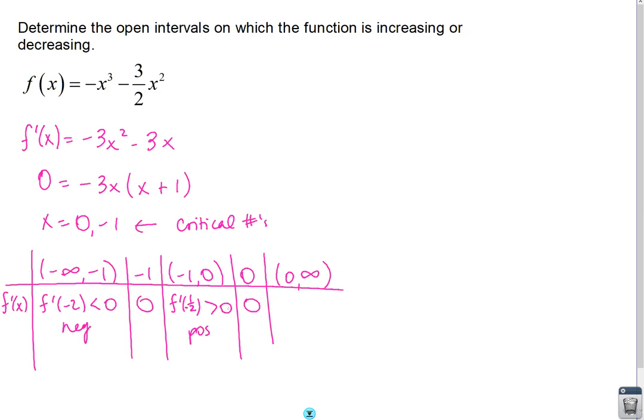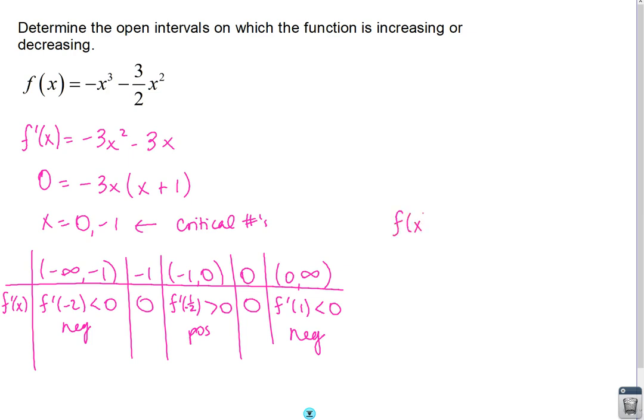Okay, this time if I wanted to, I could use positive 1/2, but please, let's just go with 1. F prime of 1. Negative 3 times positive 1, that's negative. Positive 1 plus 1, that's positive. So positive times a negative is a negative. Because I know what's happening on my derivative, now I can determine my intervals of increasing and decreasing for my function.